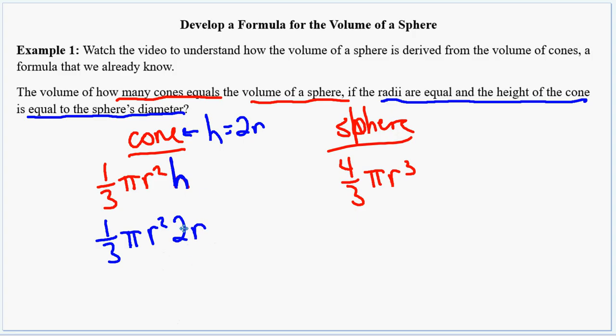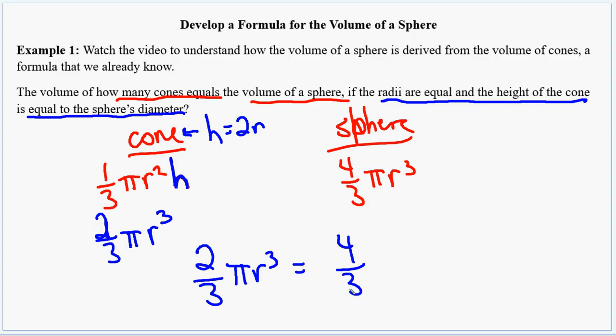Well, I could multiply this 2 by the leading 1/3 fraction. I put the 2 up there. Now that's 2/3. And I've got an r squared times an r to the first. So that will be r cubed. So now let's look at these. On the left here for the cone is 2/3 pi r cubed. And that should be equal to 4/3 pi r cubed if we just multiply this side by some constant.